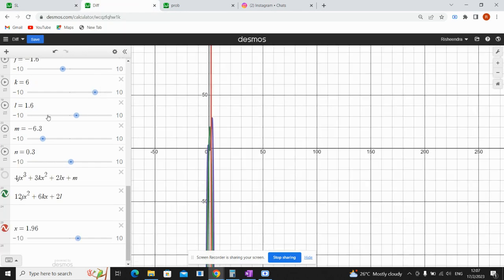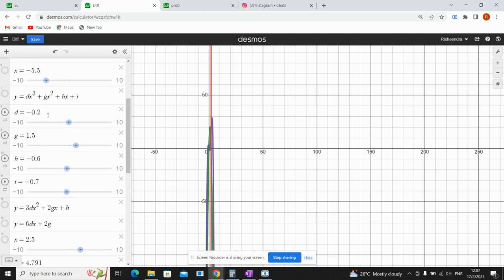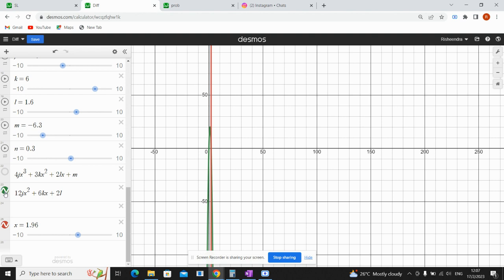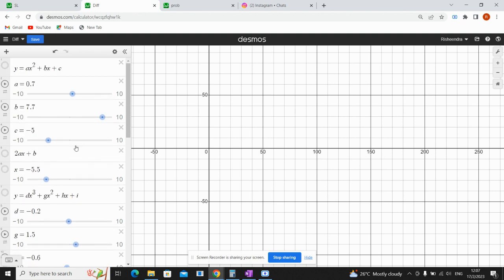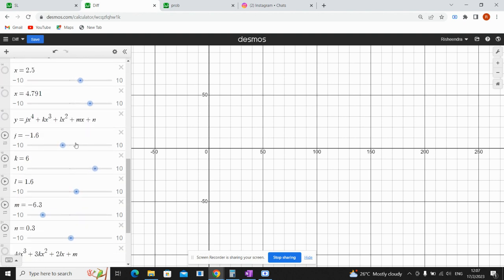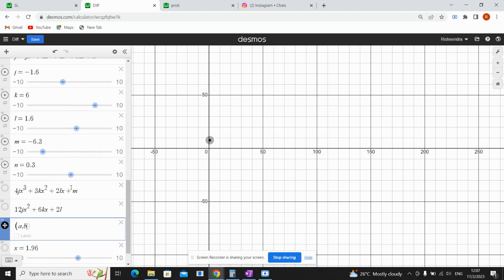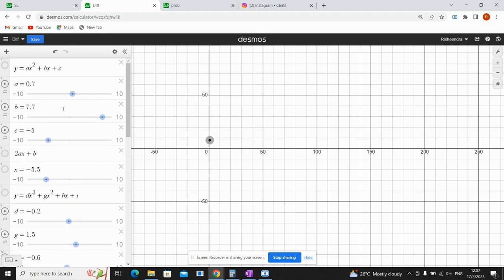Let's see how we play with this, making these lines invisible. Let's have a point, let's say a b c. A comma B be the point, and let's make this line visible.